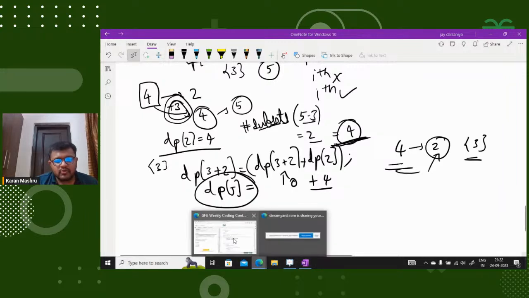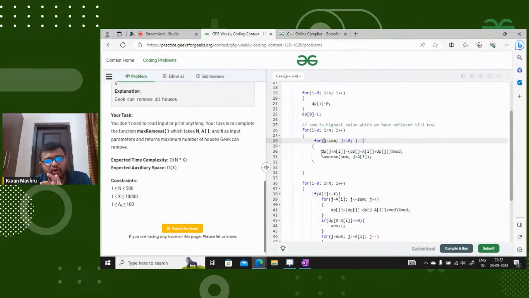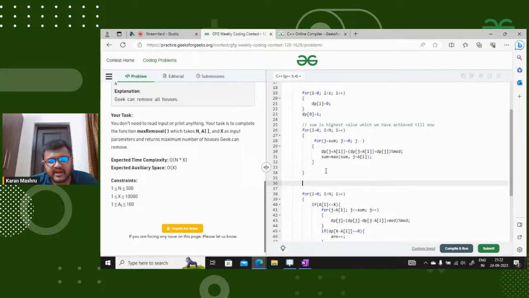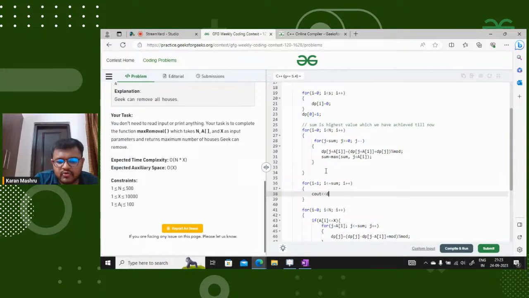So that is what I am trying to do here. dp of j plus a of i is equal to dp of j plus a of i plus dp of j, and j is one of the sums which we have achieved till now, that is, it lies between 0 and sum. And sum equals max of sum comma j plus a of i. If we have reached a bigger sum, then we update its value. Now let me write here, for i equals to 1, i less than or equal to sum, i plus plus, cout dp of i. So let me run this.